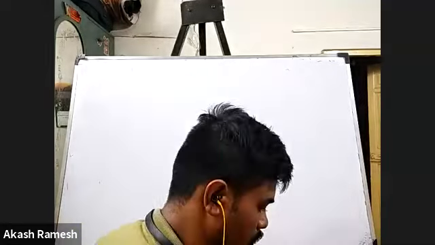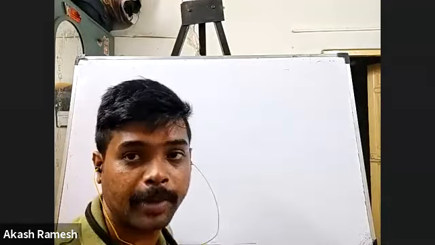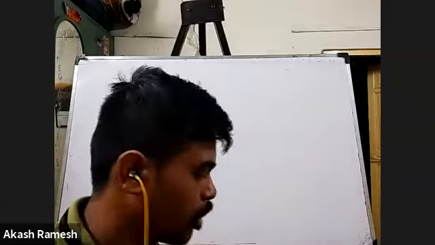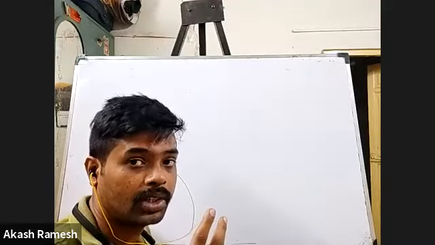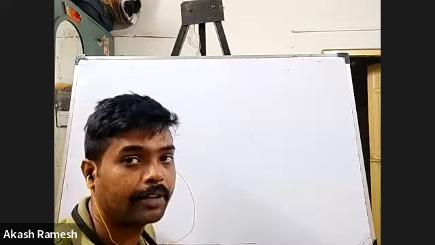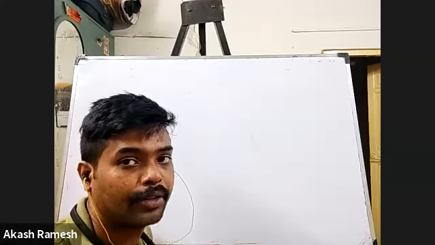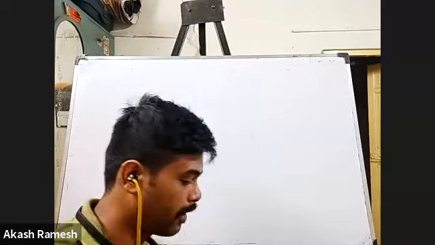Okay. So let me find the order with respect to B first. If I want to find the order with respect to B, I have to take two instances, and in those two instances, A should be constant. If I'm finding for B, A should be constant. If I'm finding for A, B should be constant. So fine, let me find it for B.